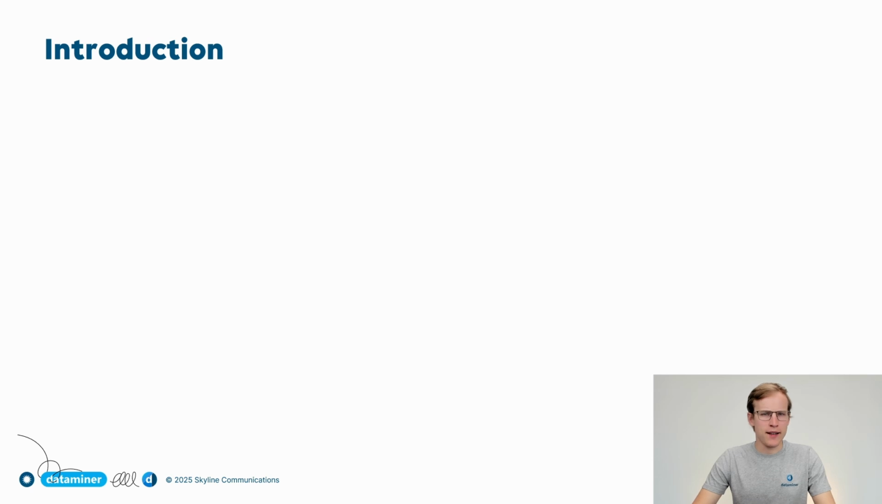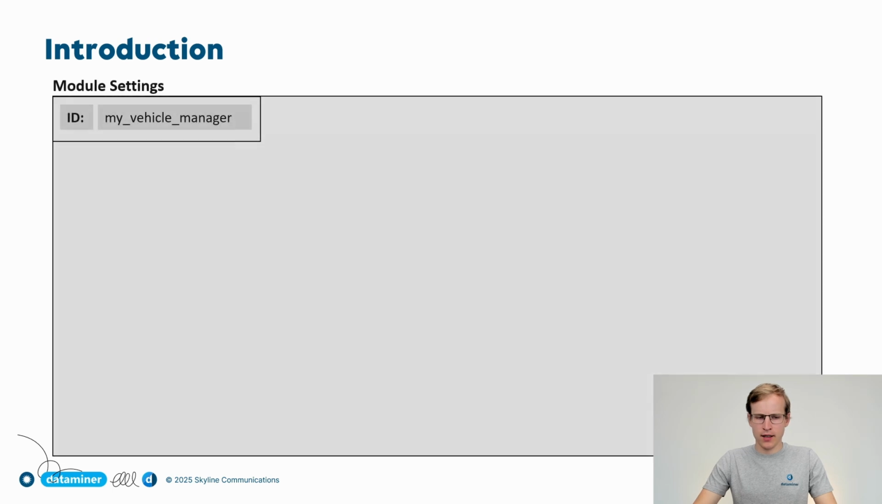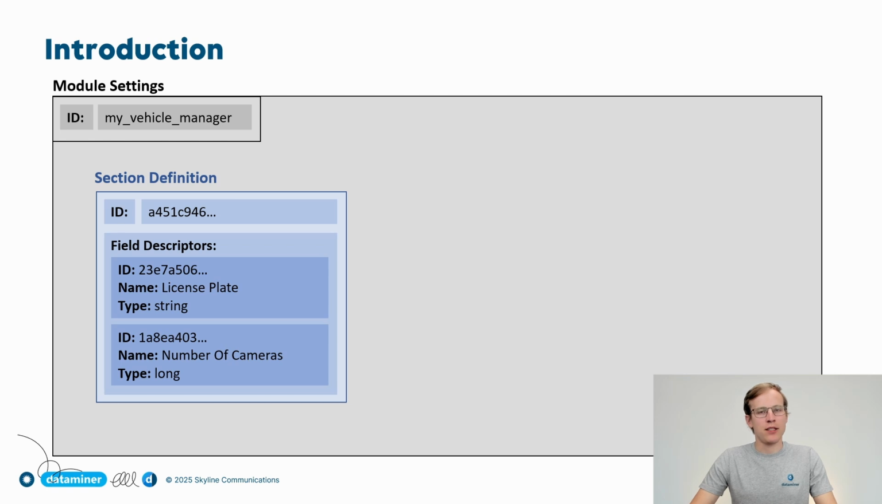So let's reiterate a little bit on those 4 objects. Let's start from the beginning, and I'll visualize it here on these slides. The first thing that we need to create when we want to create a model is our module settings. So again, with an identifier, in this case, my_vehicle_manager. Then we create our section definition. So we want to define the fields that we want to have in our model.